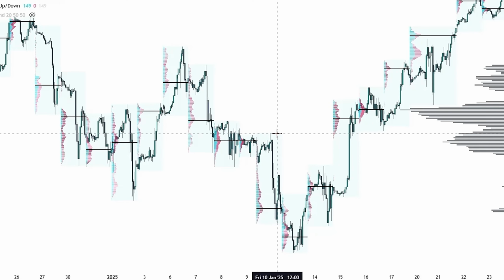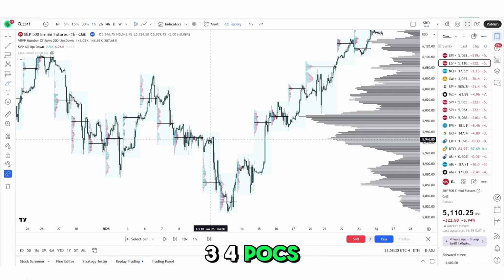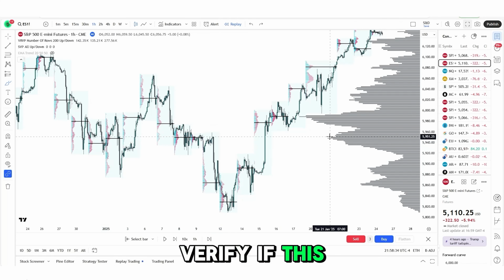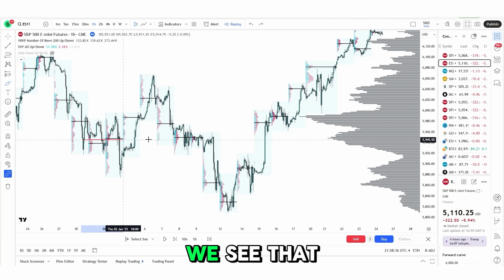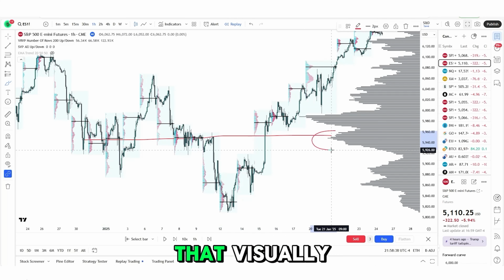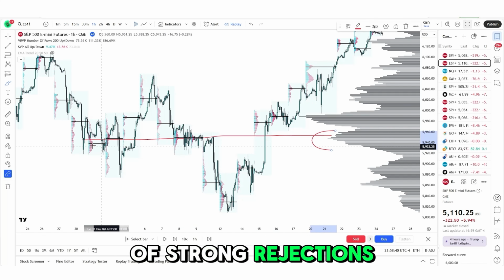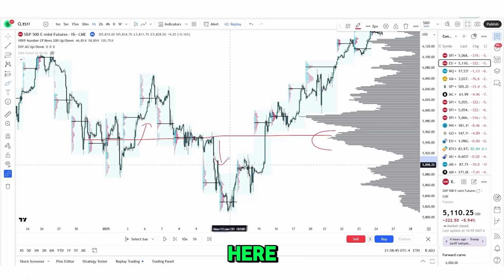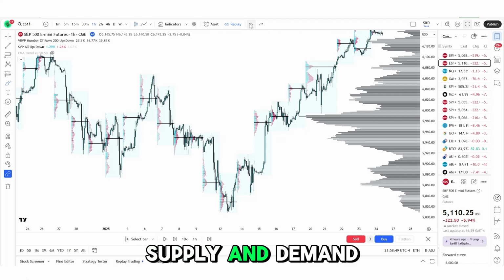Here we have 1, 2, 3, 4 POCs that are very closely aligned, so that fits step 1. Then we need to verify if this aligns with a high volume node. And here we see that it does. We also see that visually we've got tons of strong rejections here on both sides. You see this sharp drop right at the POC here, and other strong rejections around this area. So this is certainly a strong supply and demand level.